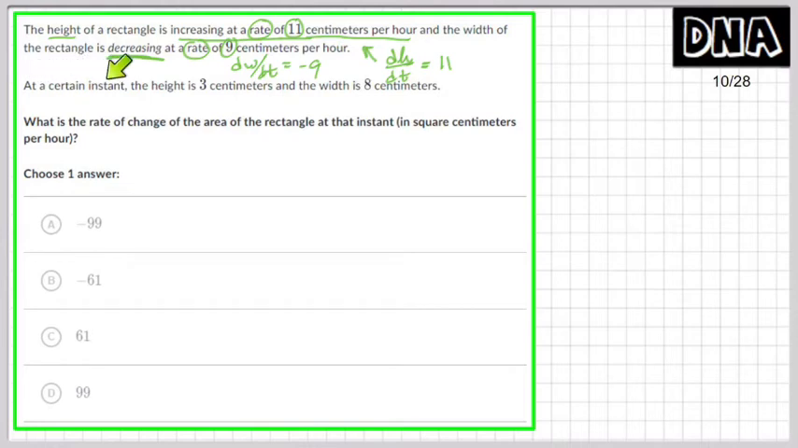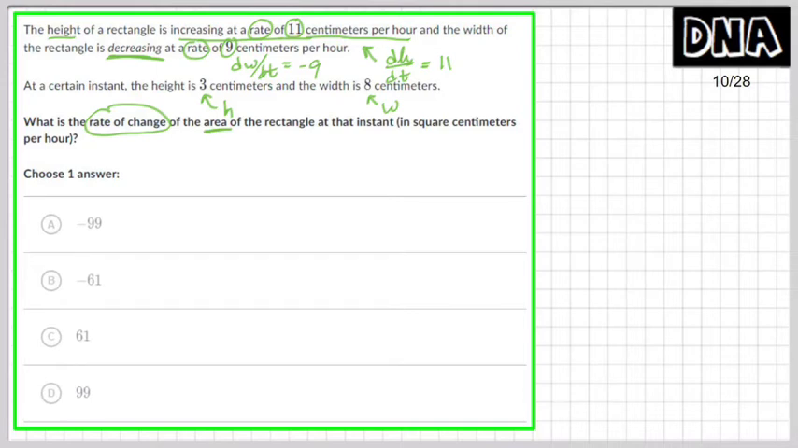Next, at a certain instant, the height is 3. There you go. So we have an h right here. And the width is 8 centimeters. So I'm going to put W right here. Okay. It says, what is the rate of change of the area? The rate of change of the area of the rectangle.